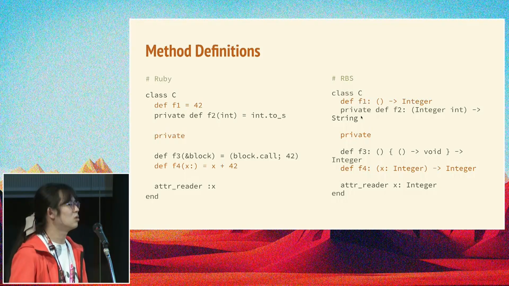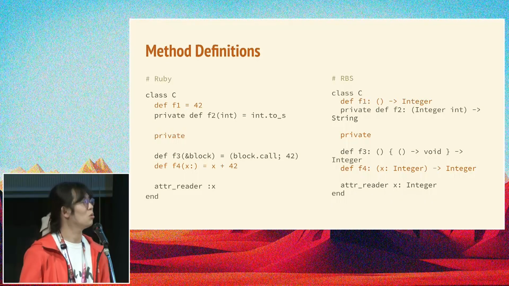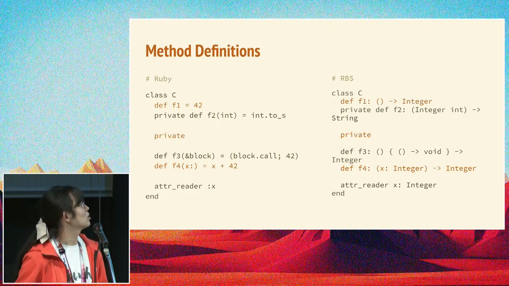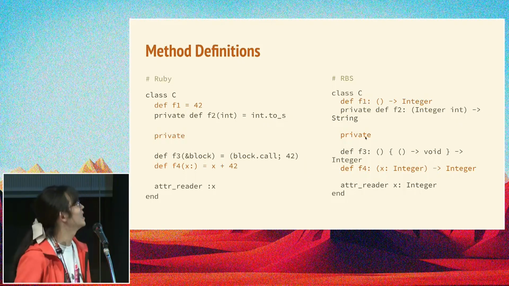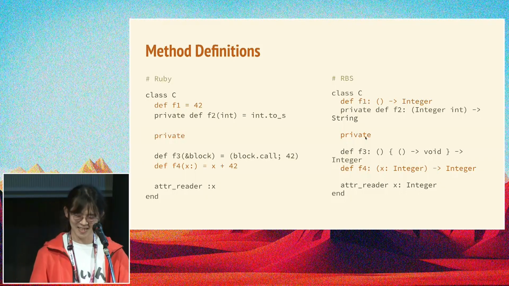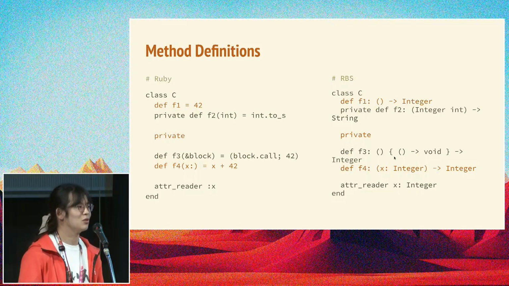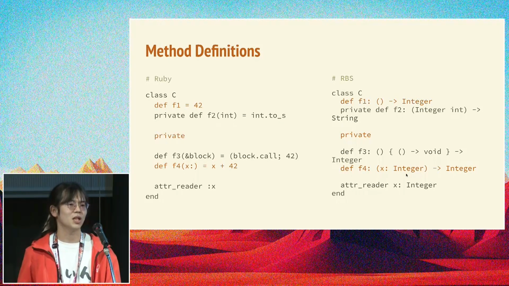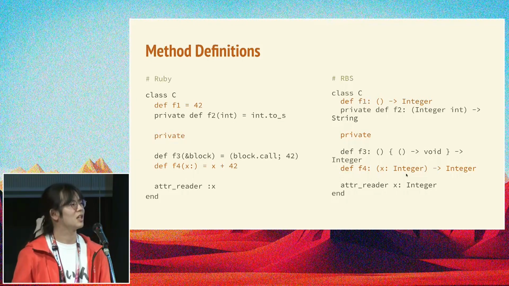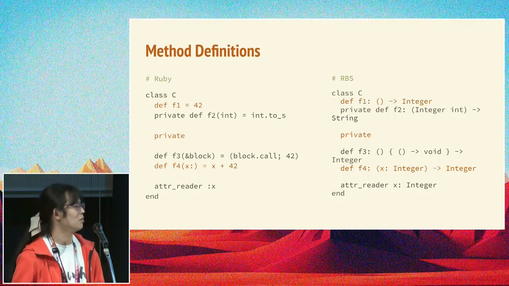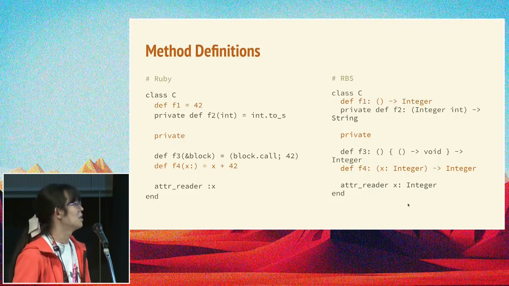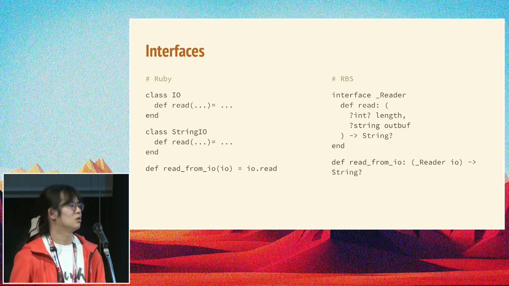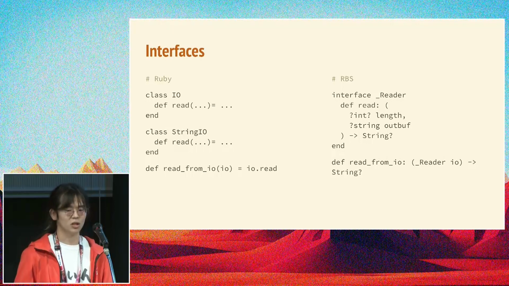The next example, private. The visibility identifier is to be written before def. That has been recently introduced. Or, in a usual case, you may write private. And a method receiving a block can be written. And keyword arguments are also supported. So what can be written in Ruby, the method definitions, are supported, and attr_reader, among others. And what doesn't exist in Ruby exists in RBS.